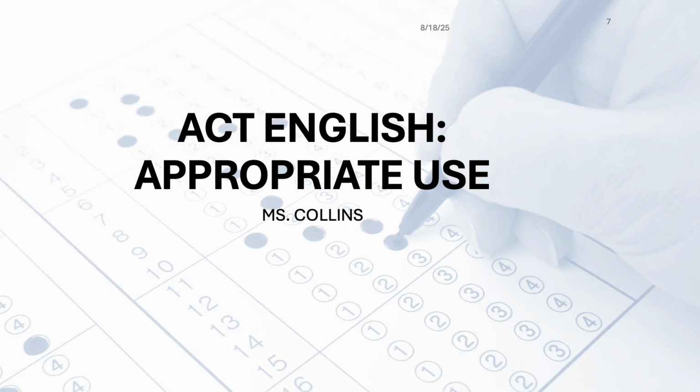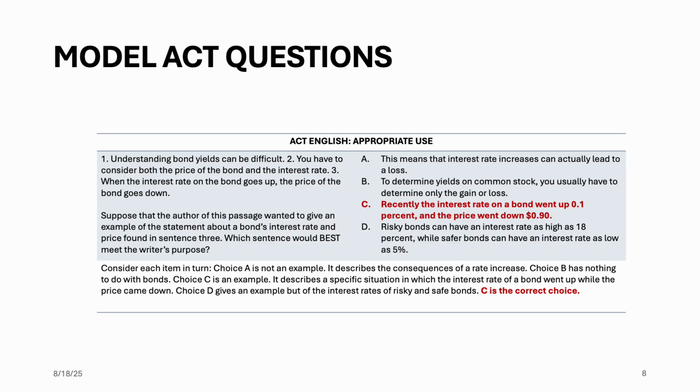ACT English appropriate use. Let's look at a model English ACT appropriate use question. Understanding bond yields can be difficult. You have to consider both the price of the bond and the interest rate. When the interest rate on the bond goes up, the price of the bond goes down. Suppose that the author of this passage wanted to give an example of the statement about a bond's interest rate and price found in sentence 3. What sentence would best meet the writer's purpose?